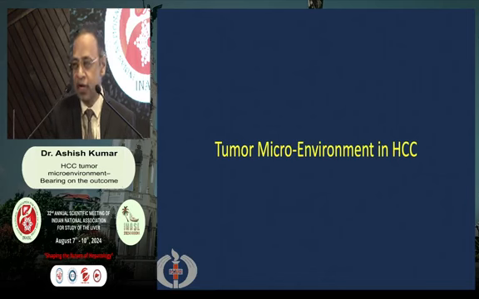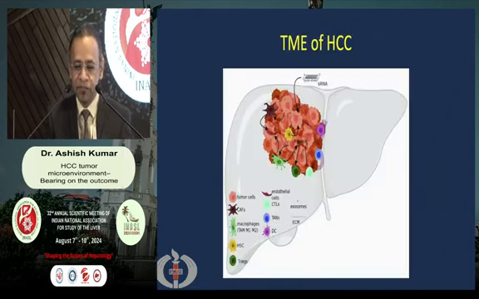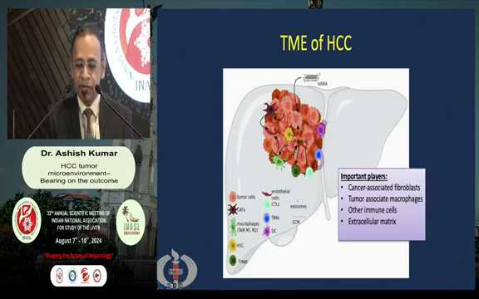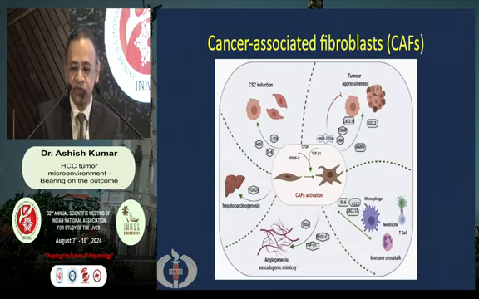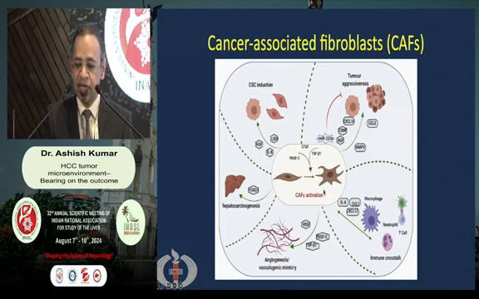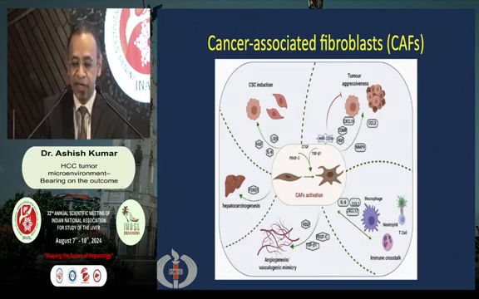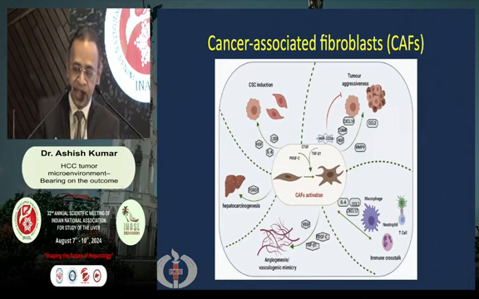Now coming back to hepatocellular carcinoma, the tumor microenvironment here. Again, the important players of the tumor microenvironment in HCC are cancer-associated fibroblasts, tumor-associated macrophages, other immune cells, and extracellular matrix. Let us see how all these act. So what are cancer-associated fibroblasts? Cancer-associated fibroblasts lead to tumor aggressiveness. They are fibroblasts which have become activated to produce cytokines and growth factors which help the growth of the tumor.